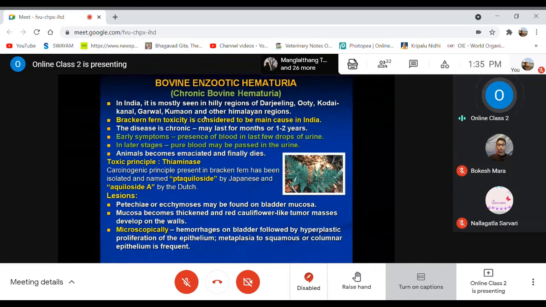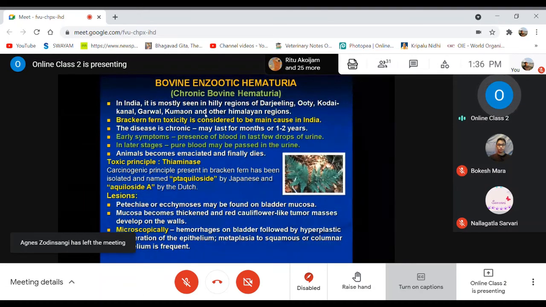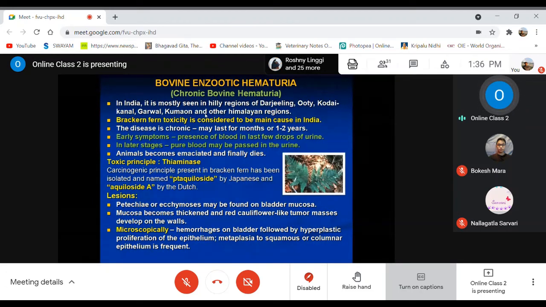Okay, due to this recurrent toxicity, these animals mostly show the symptom of hematuria. That is the main clinical feature. Whenever they pass urine, the urine is very bright red in color due to the presence of blood. Mostly in the last few drops of the urine, the presence of blood is highly indicated. And in the early stages, of course, the last few drops of urine show the presence of blood.